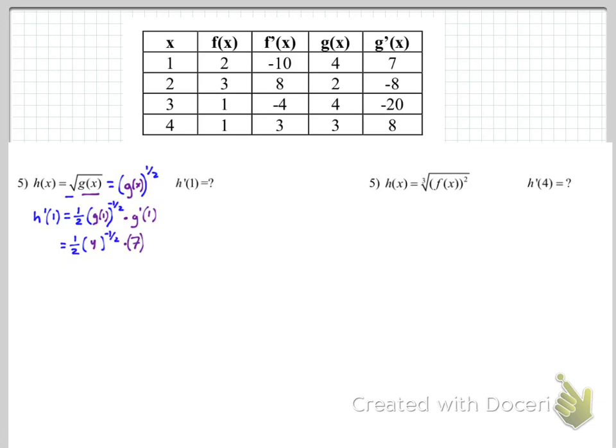So we get 4 on the inside. 4 to the negative 1/2 power, well, that's going to be 4 to the 1/2 power, which is the square root of 4, which is 2. And then the negative makes it a reciprocal. So we get 1/2 times 1/2 times 7, also known as 7/4.